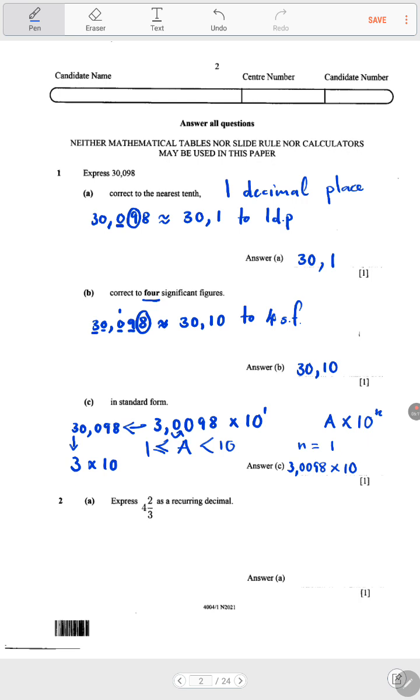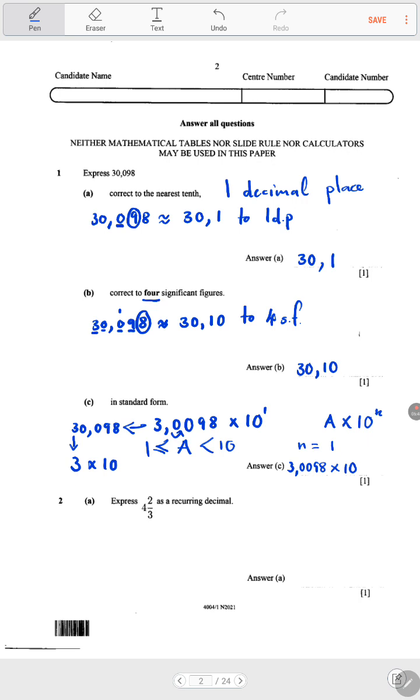Now let's move on and look at number 2. Number 2 says express 4 2/3 as a recurring decimal. A recurring decimal is a decimal that goes on and on without terminating. It's not exact, like let's say we have 1/4, which is equal to 0.25. 2/3 is not a terminating decimal. So this is how you are going to do it.